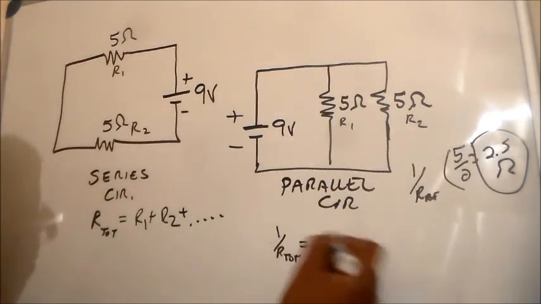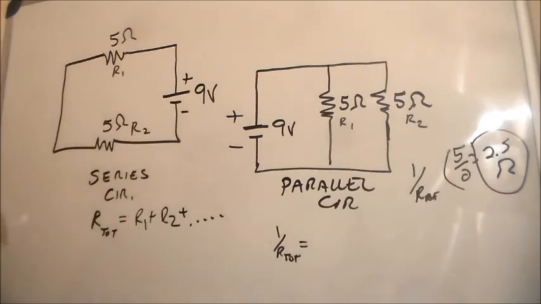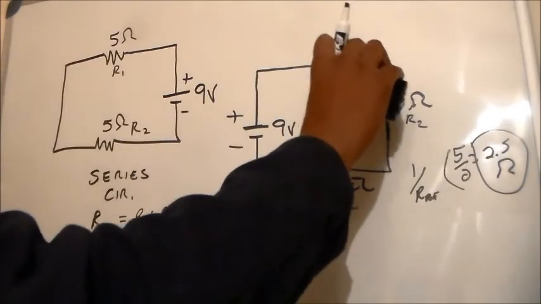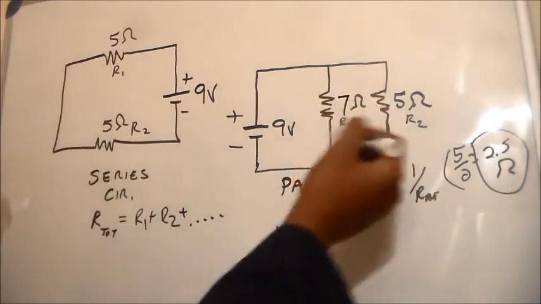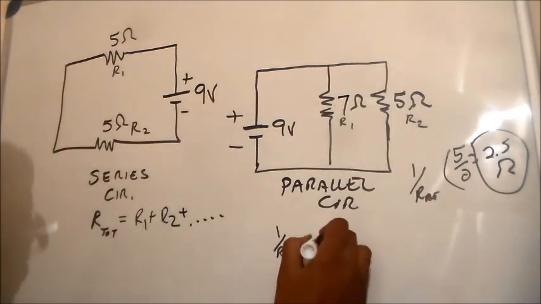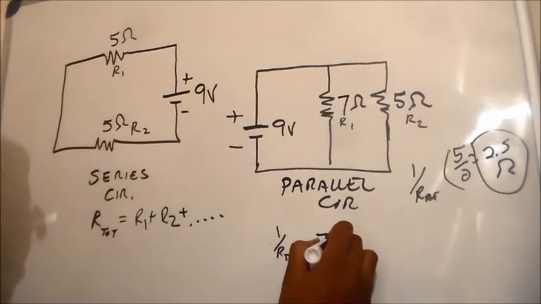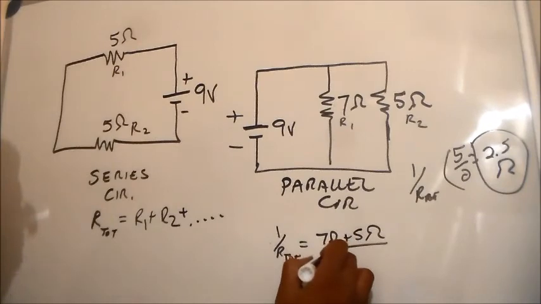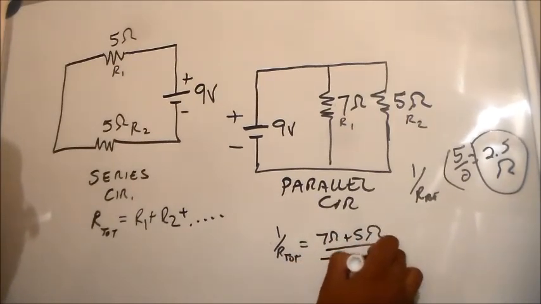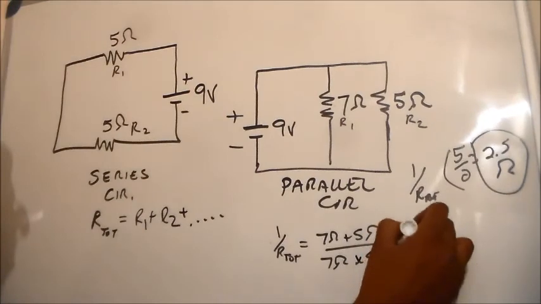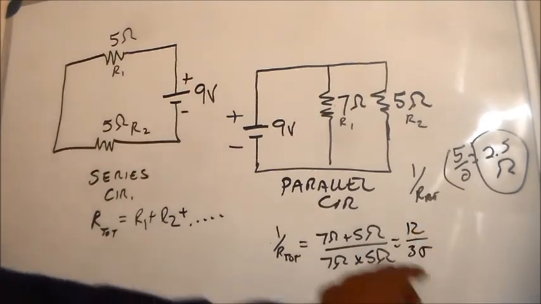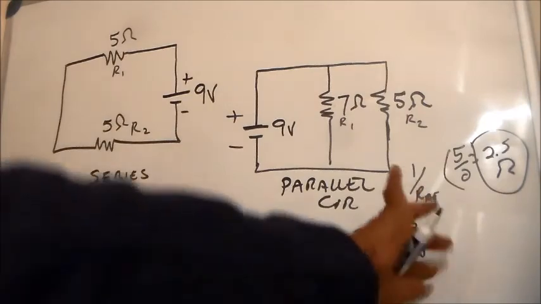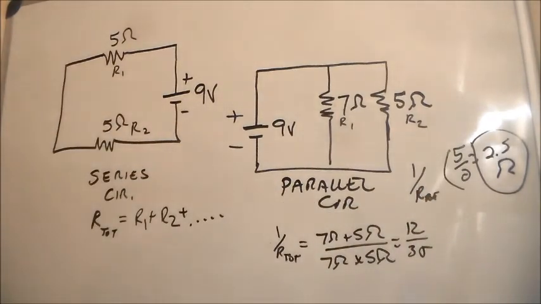If you only have two resistors, then what I always do is, let's just change R1 to 7 ohms. All right, this is right off the top of my head. So 7 ohms plus 5 ohms over 7 ohms times 5 ohms. So this would be 12 over 35. And then at the end of the whole thing, you reduce, and then you flip it over for the reciprocal, because this is 1 over. So I think that pretty much covers it.